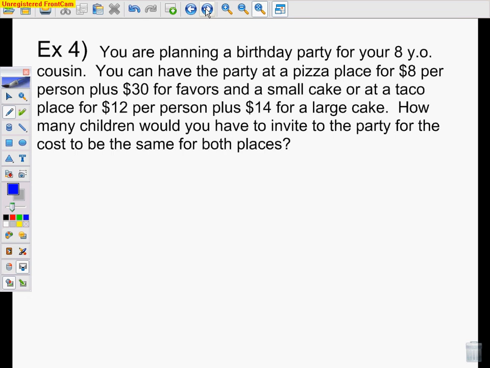Last one. This one's a little bit different. You're planning a birthday party for your 8-year-old cousin. You have the party at a pizza place for $8 per person plus $30 for favors and a small cake, or at a taco place for $12 per person plus $14 for a large cake. How many children would you have to invite to the party for the cost to be the same for both places?